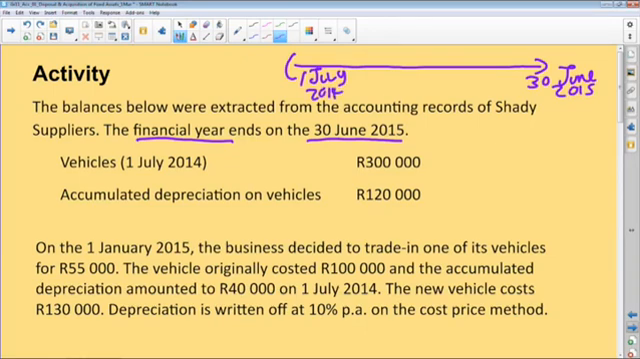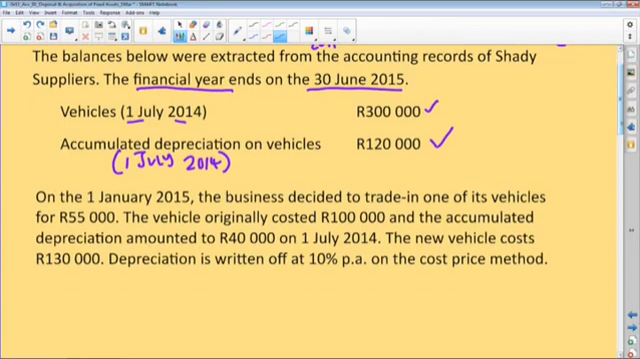We are given vehicles on the 1st of July 2014, an opening balance of 300, accumulated depreciation on vehicles, in brackets, I'm just going to write the date as well. It's also on the 1st of July 2014, and the opening balance 120,000. Okay, the transaction that we're given on the 1st of January 2015.